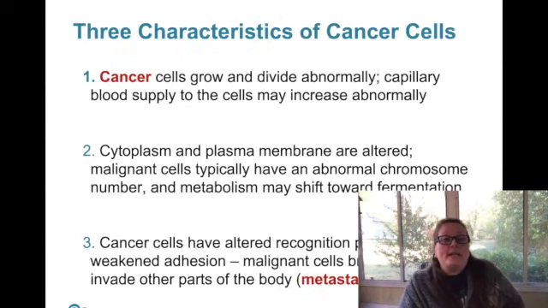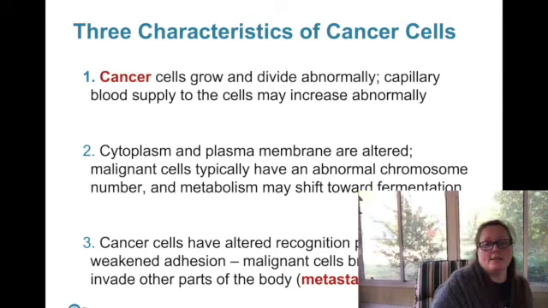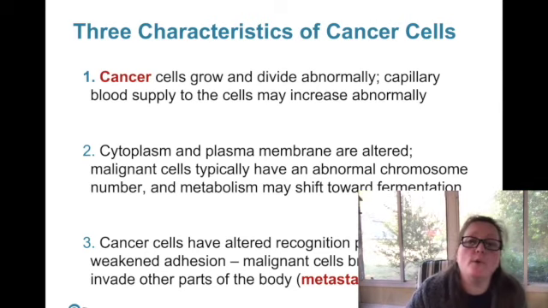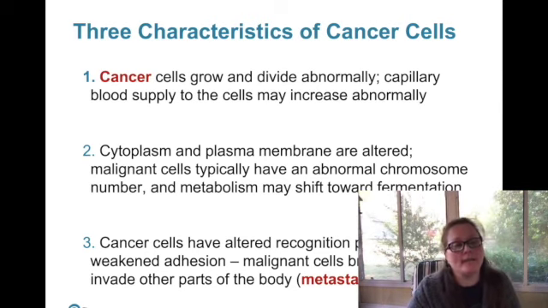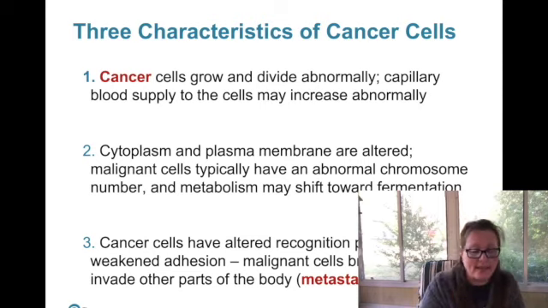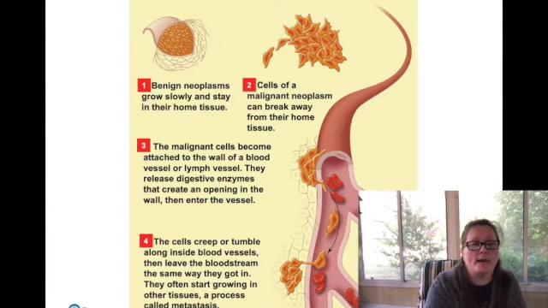So we have three characteristics of cancer cells. Again, the cancer cells grow and divide abnormally, so not normal. It starts to increase. Cytoplasm and the plasma membrane are altered. Looks a little different. I should have a picture in a second here. And cancer cells have altered recognition proteins and weakened adhesion. This is where I was talking about how it can then let go and move through the body.